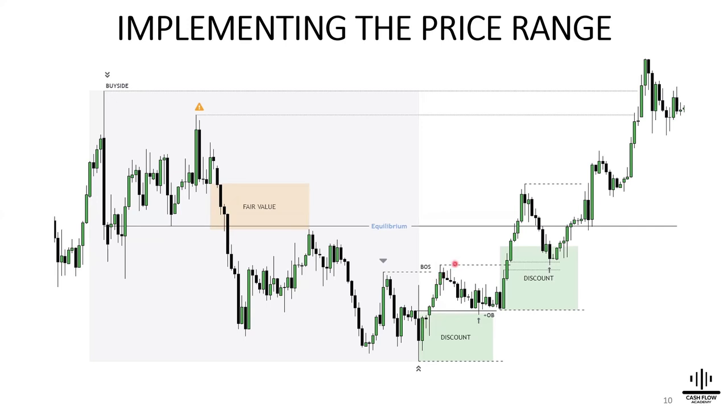Now, what do you do? You don't chase price. You don't buy here, hoping that price continues going up. No, no, because here is a premium according to this range. You wait for price to retrace down into a discount. But when do you wait? You wait for price to form 4 candles. Now, let me explain.